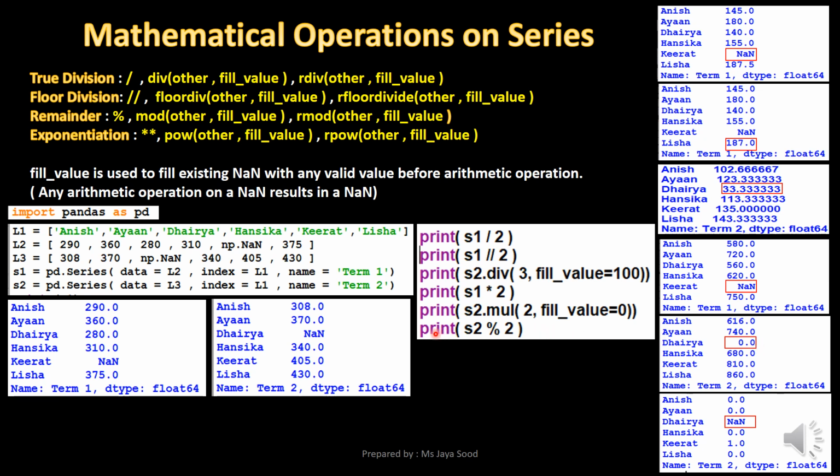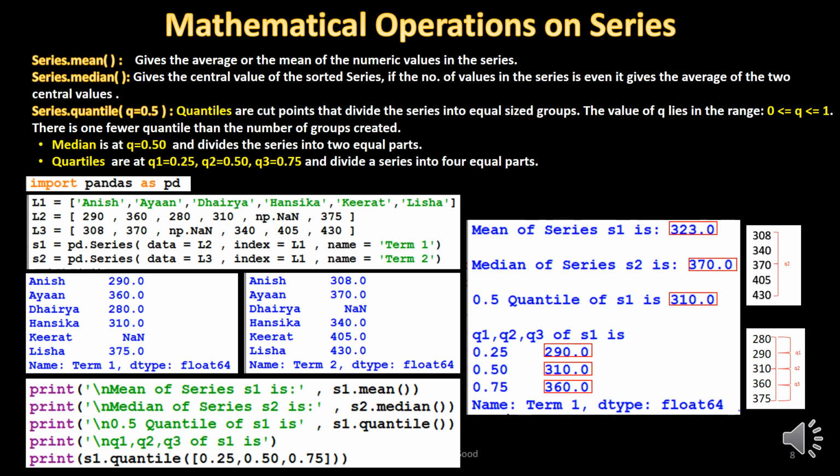The next statement, print S2 modulo 2, will again divide each element of the series S2 by 2 and will give the remainder. The remainder operation on a NaN will also result in a NaN. Some other operations on a numeric series are series.mean, that gives the average or the mean of the numeric values in the series. Series.median, which gives the central value of the sorted series. If the number of values in the series is even, it gives the average of the two central values.